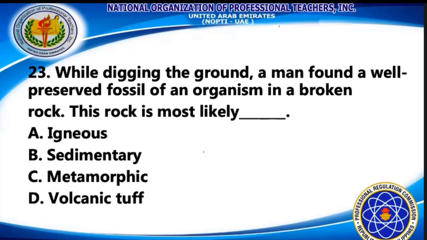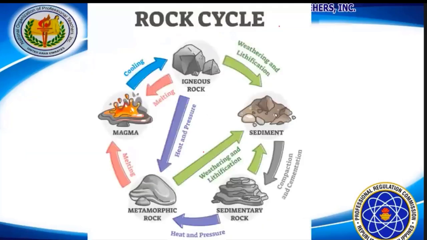Answer. B. Sedimentary rocks. Let's take a look at the rock cycle. Yan. So, syempre, saan ba nagagaling lahat? Sa volcanic eruption. Mostly. So, lahat ng mga lumalabas galing sa volcanic eruption are igneous rocks. So, after some processes of weathering, lithification, nagiging sediments muna. So, after few years, pag na-compact na siya, na cement, nagiging sedimentary rock.